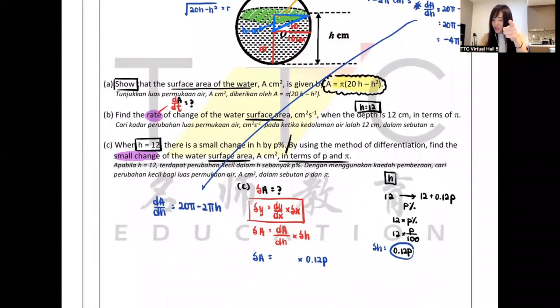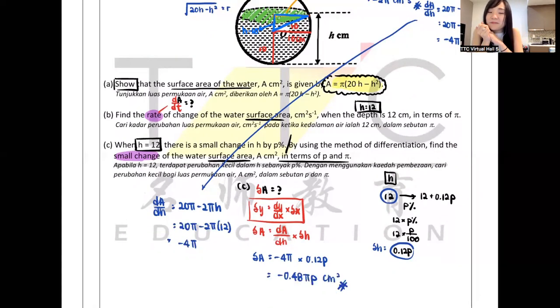Then my h will substitute the original one, the old one. 20 pi minus 2 pi times 12, which gives negative 4 pi. So my dA/dH is negative 4 pi. So negative 4 times 0.12 gives negative 0.48 pi p. Remember, for area, put cm squared. Done.